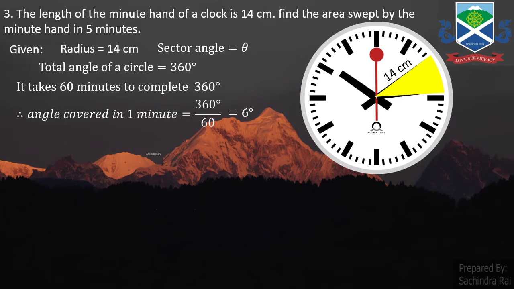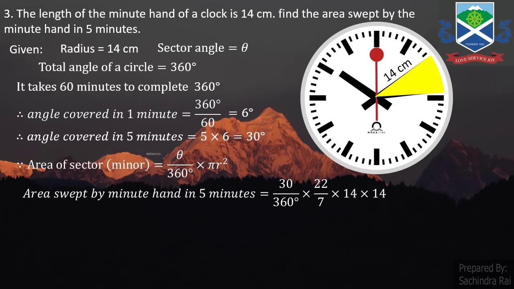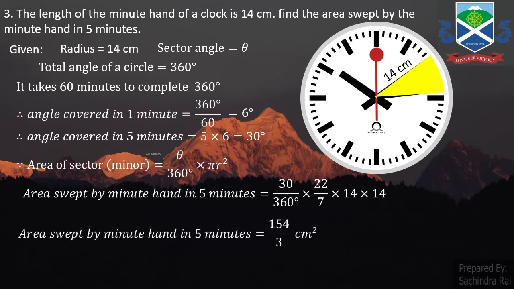So since the minute hand is moving for 5 minutes, the angle covered in 5 minutes would be equal to 5 times 6, that is equal to 30 degrees. So the central angle here is 30 degrees. We know that this is a minor sector, so area of minor sector equals theta by 360 times pi r squared. After putting the value, we have 30 degrees by 360 into 22 by 7 into 14 into 14. So after multiplying and dividing the numbers, we get the area swept by the minute hand in 5 minutes as 154 divided by 3 centimeter square. This is our answer for question number 3.